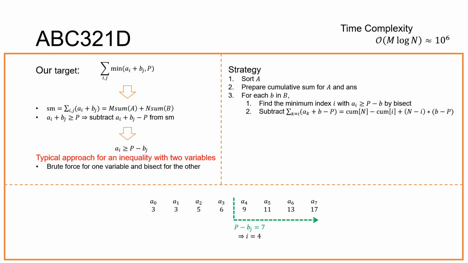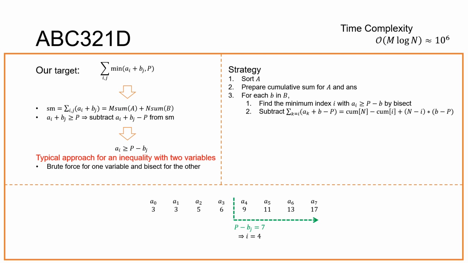Let's proceed to problem D. In short, our target is to calculate this sigma. It contains two variables i and j, so we need some improvement. First, since the minimum function is a little tedious, we remove it. This is easy to calculate, like M times the sum of A plus N times the sum of B. But the value might be larger than the target, so we must subtract something.